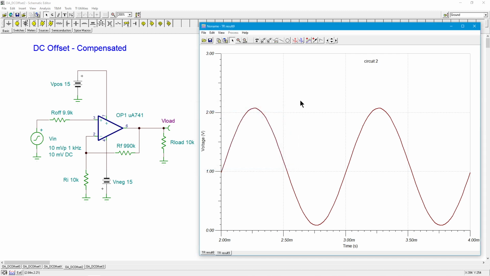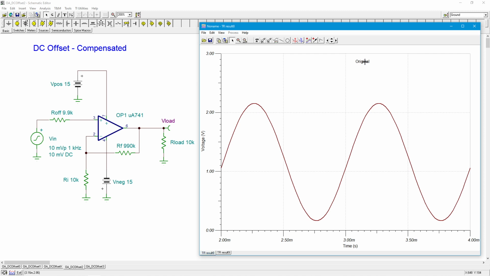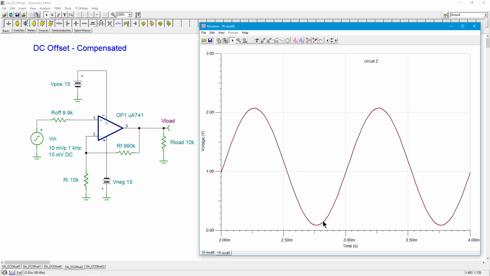Just so I don't forget. All right. Now let's go back. So this still has some offset in it. This should go from 0 to 2, and it does look like it's still a little bit off. So it's better than the original. I can just flip back and forth between those. The offset on here still exists, but it's better than what we had.